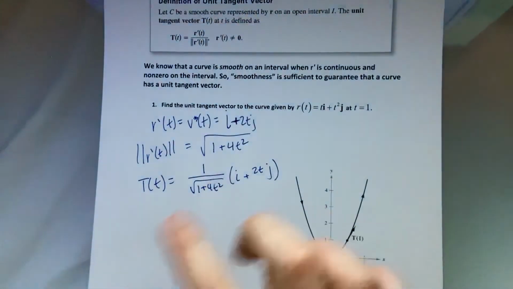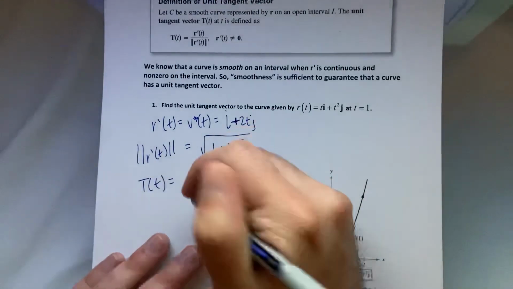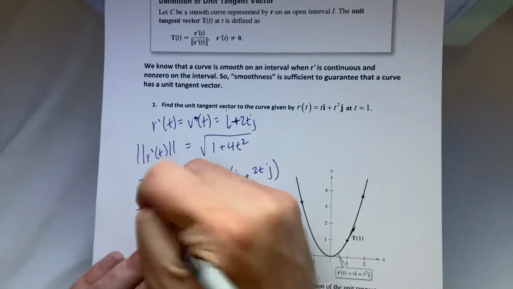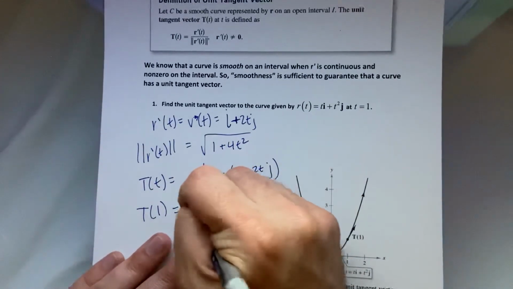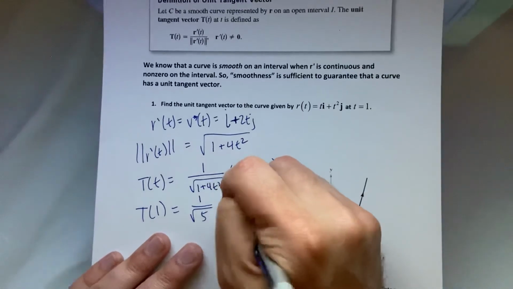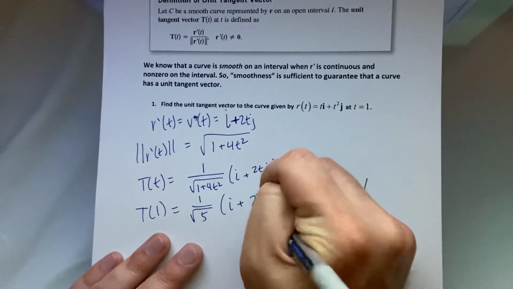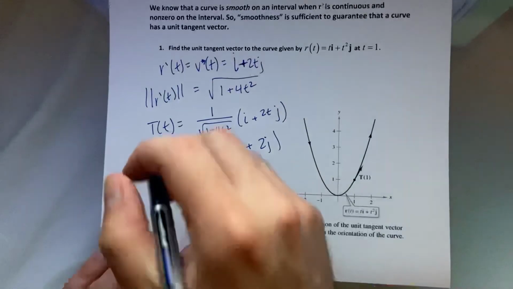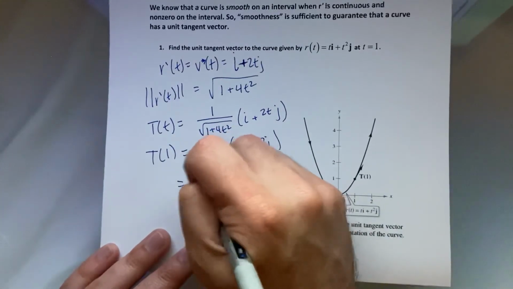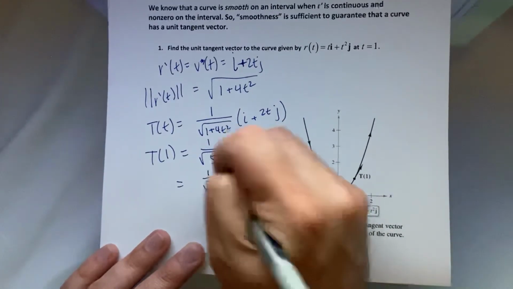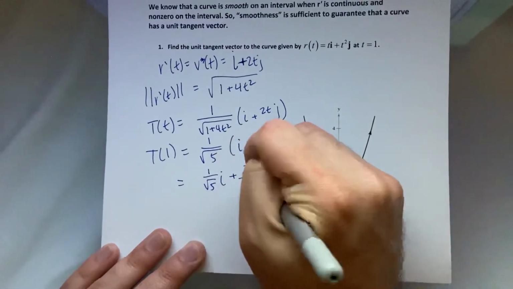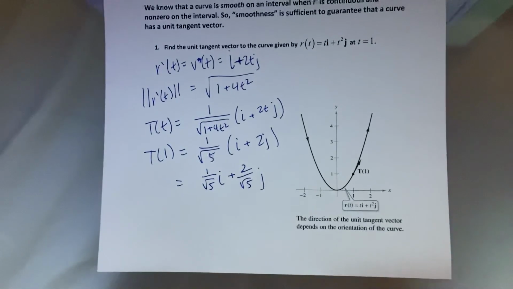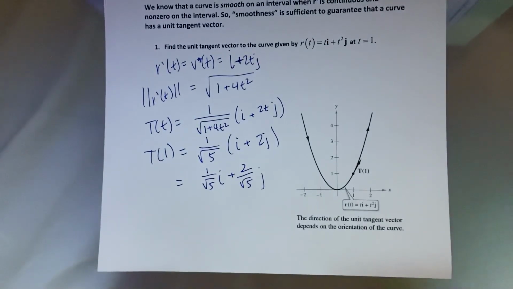So we'll take my vector and divide it by the magnitude. And it wants it at 1. So 1 squared is 1, so this becomes the square root of 5, i plus 2j, because again, t is 1. So this becomes 1 over the square root of 5 i plus 2 over the square root of 5 j, which does have a magnitude of 1. And we will do more in the next video.